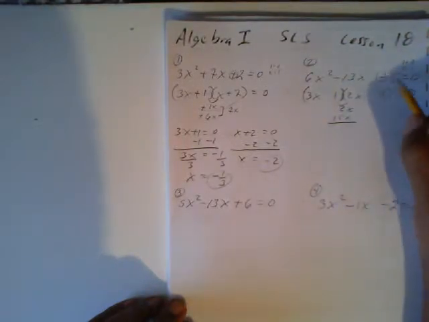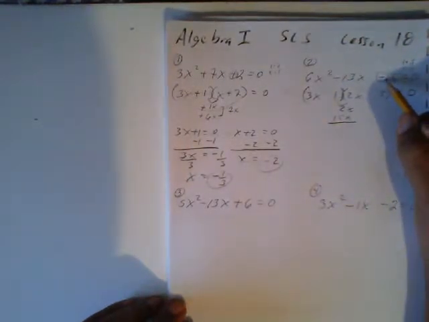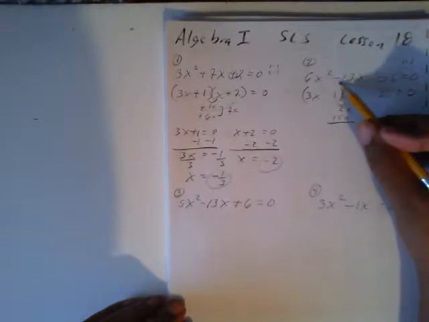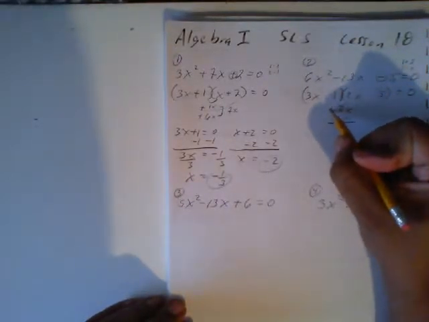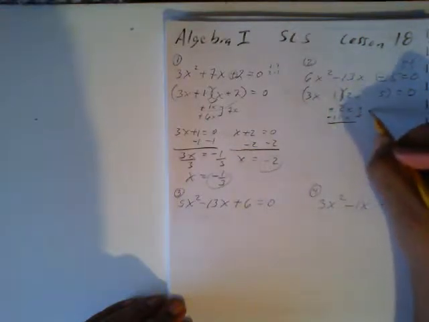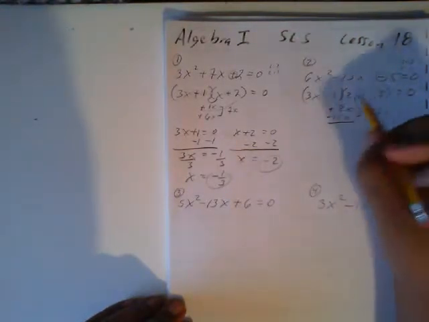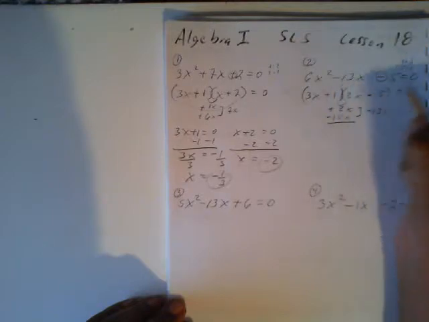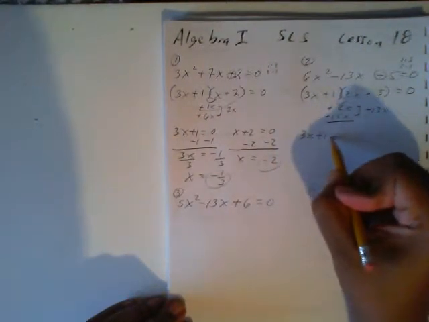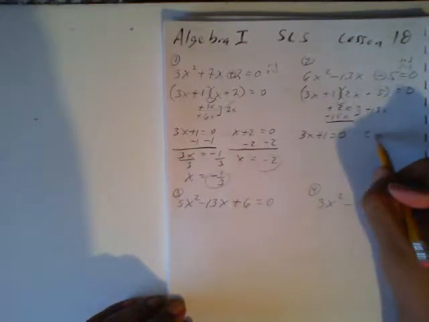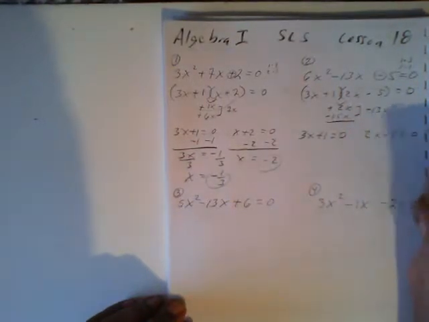So the question is, can we have different signs right here and get a negative 13x? And I believe we can. We can have positive here and a negative here, and that will combine and give us negative 13x. So positive and negative. Now let's take both factors, 3x plus 1, set it equal to 0, and 2x minus 5, set that equal to 0.